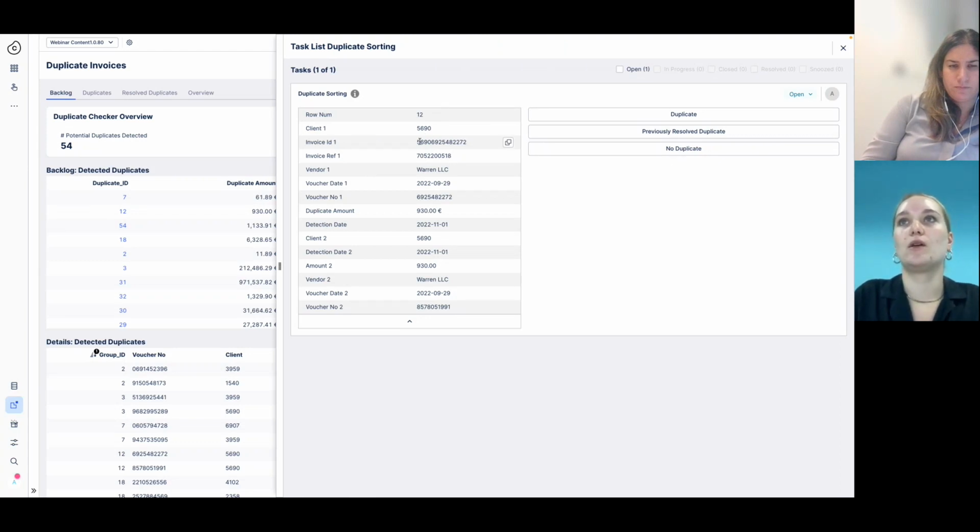We can see it's a pair of duplicates. So within the same vendor we have a duplicate invoice of 930 euros. And it was detected the 1st of November. With these details, the accounts payable team can then check if it's indeed a real duplicate, if it's actually not a duplicate, or if it was already taken care of before. Then according to this, they will sort these detected duplicates.